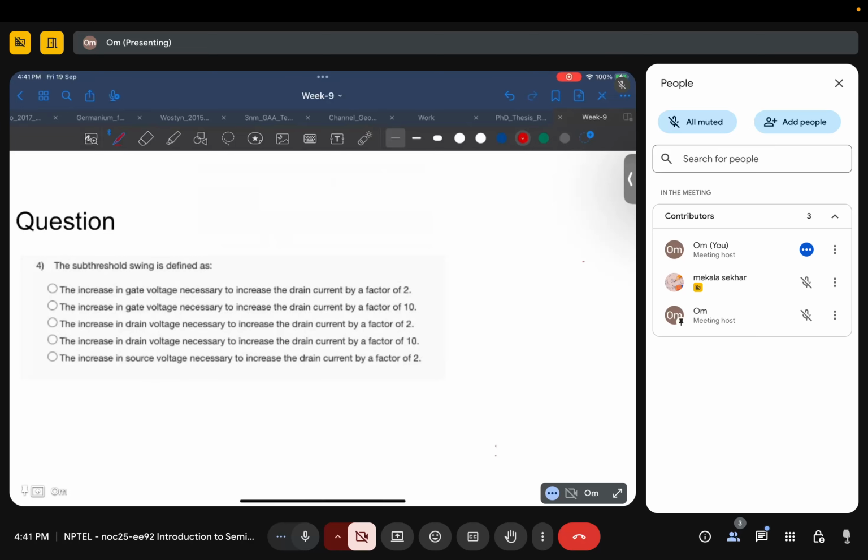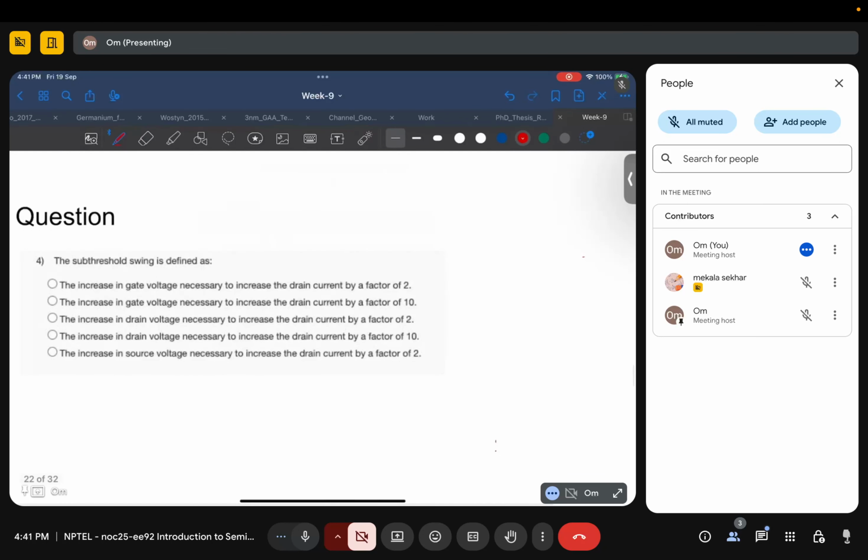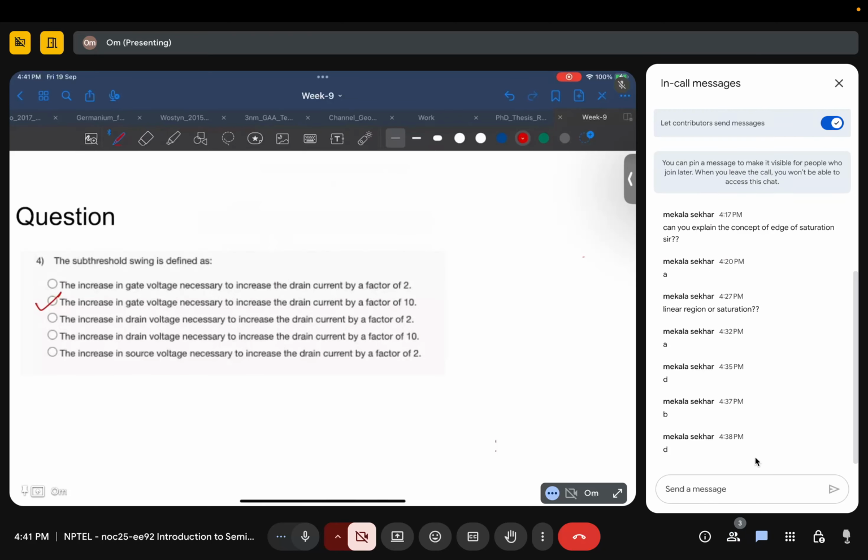Okay, so the answer to this question is option B, increase in gate voltage necessary to increase the drain current by factor of 10. This is, we measure the subthreshold swing in log ID versus VGS graph.